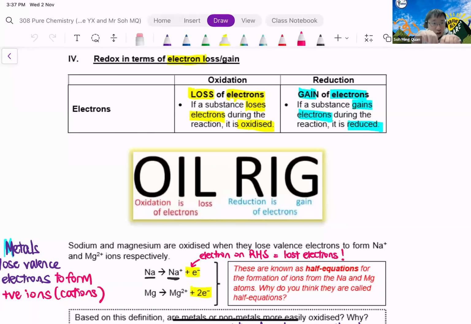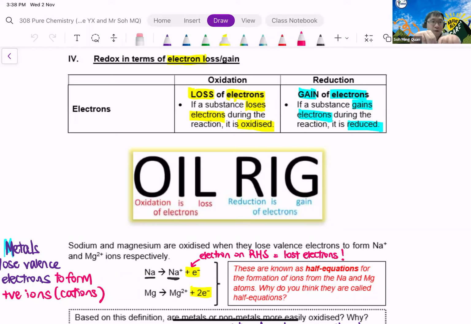Okay, welcome back to this session where we will be going through redox. We introduced the definitions of redox yesterday. We have done the definitions of redox in terms of oxygen, hydrogen, and then we ended off with page 4, which is in terms of electrons, right?